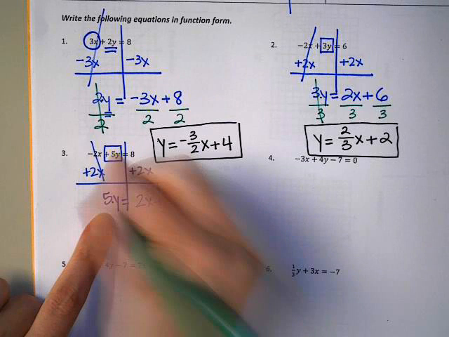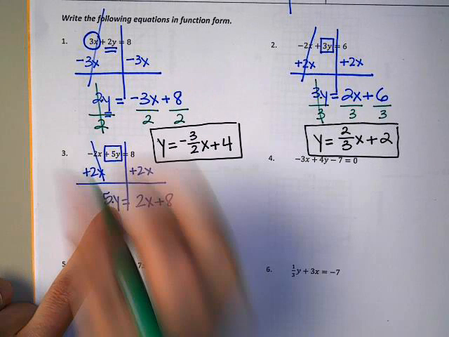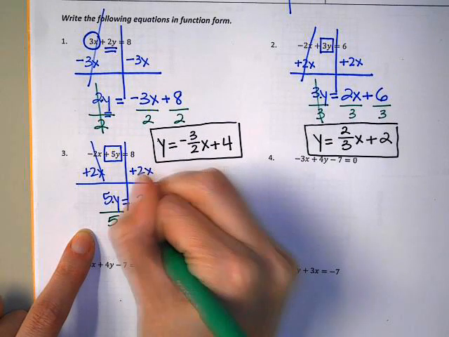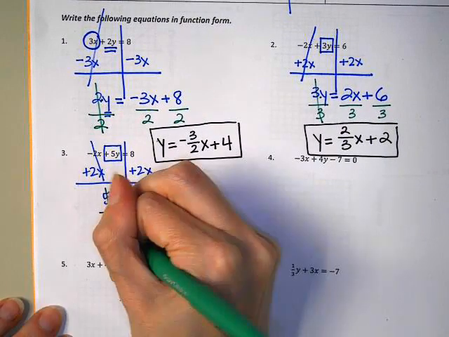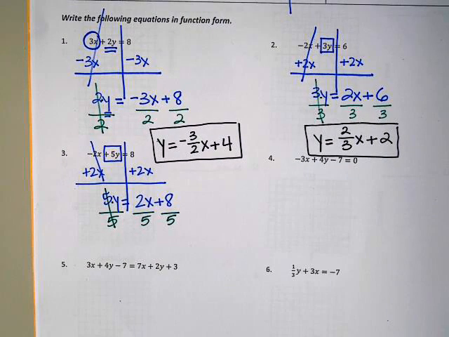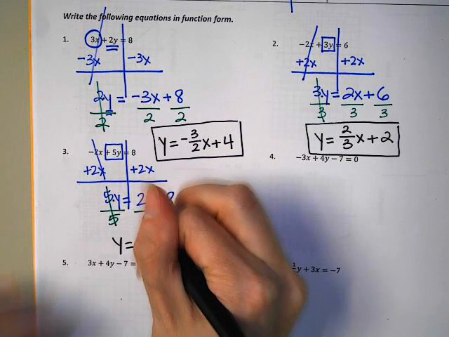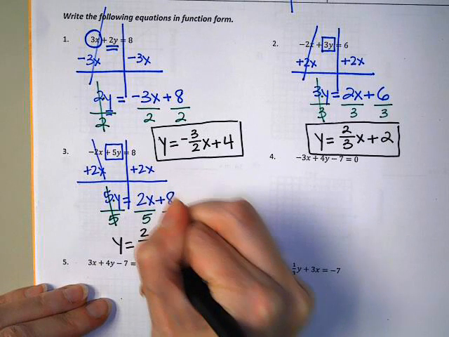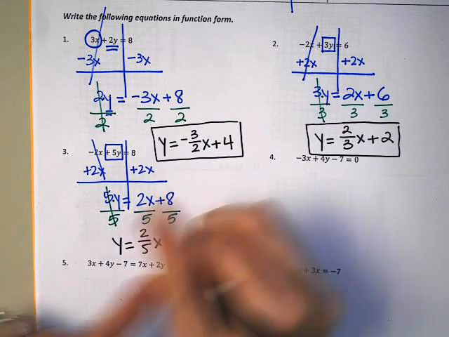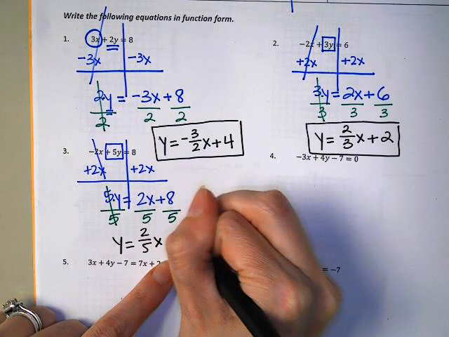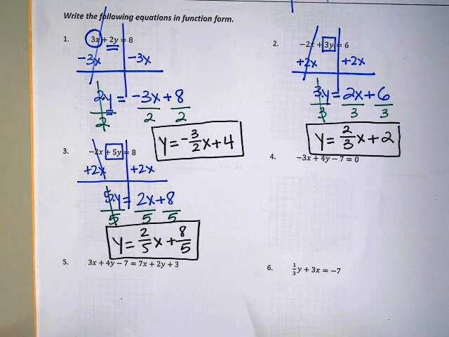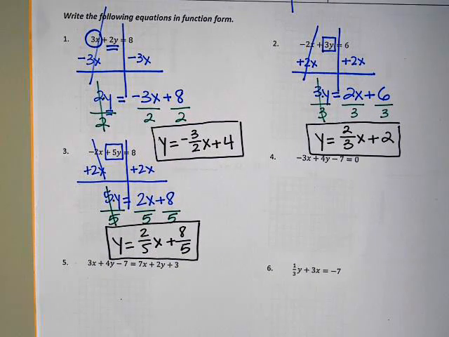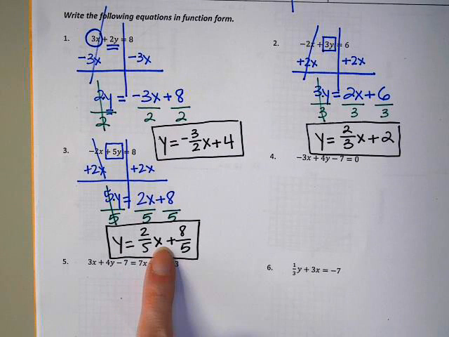And then to undo times 5, we divide every single piece by 5. All right, so these cancel. And then final answer, y equals, now 2/5 we're going to leave, 2/5 x. And then 8/5 doesn't divide either, so we're going to leave it. Only if it divides nice do you want to divide it. Done. Y equals mx plus b.